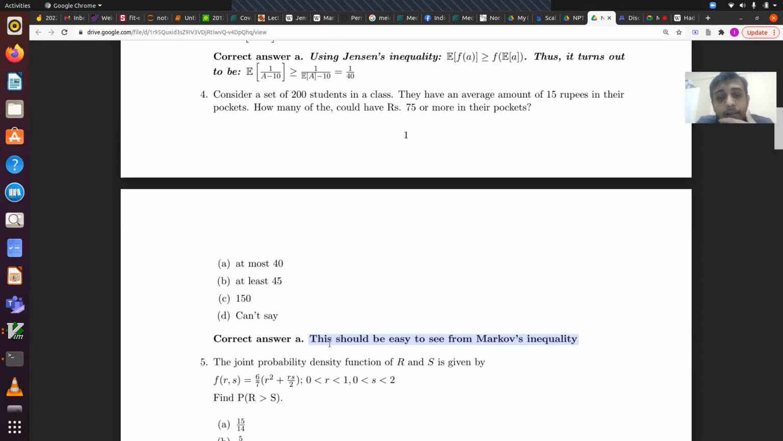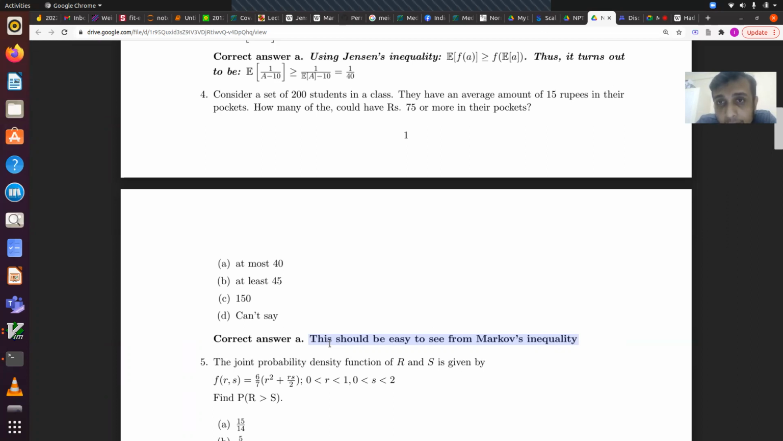Sir, probability of X, which one should I go to, sir? Hello? Can you hear me, sir? Yes. Probability of X greater than or equal to a is less than or equal to expectation of X upon a. Yes. This is the thing, sir. So from the first sentence that's written there, consider a set of 200 students in a class. They have an average amount of 15 rupees. How many could have more? So from this, what would be the expectation? Do you understand what expectation means and what the numerical value of the expectation is here?